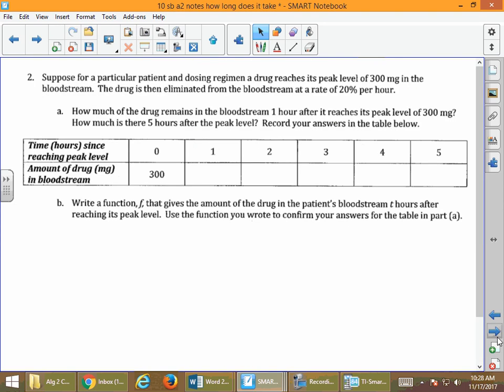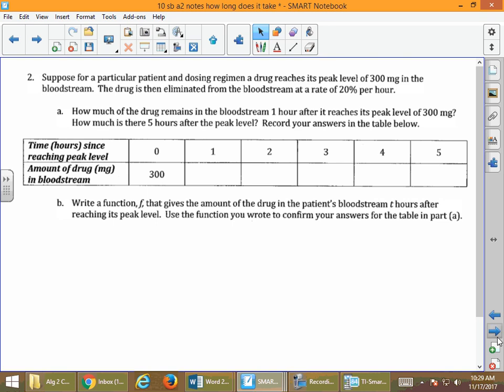As we flip over here, especially for aspiring nurses and doctors, good problem for you. Suppose for a particular patient and dosing regimen, a drug reaches its peak level at 300 milligrams in the bloodstream. The drug is then eliminated from the bloodstream at a rate of 20% per hour. It says how much of the drug remains in the bloodstream 1 hour after it reaches its peak level of 300, and how much is there 5 hours after the peak level, and round your answers in the table below.